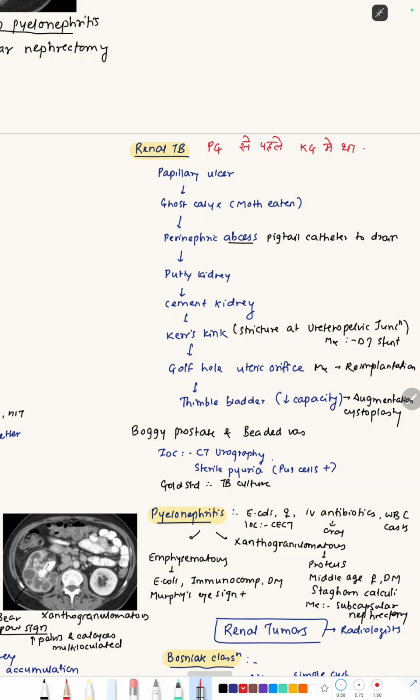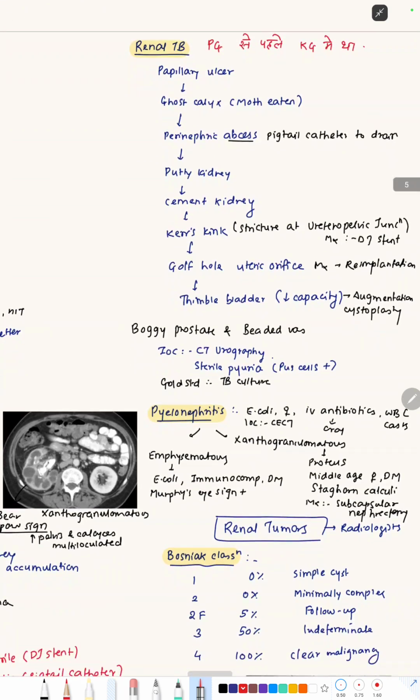Then thimble bladder. Thimble bladder, the management is augmentation cystoplasty. Then there is a boggy prostate and a beaded vas. Investigation of choice for renal TB is the CT urography, or sterile pyuria, wherein the pus cells are present. Gold standard is TB culture.